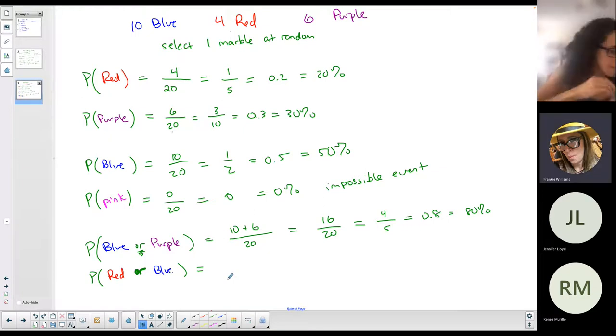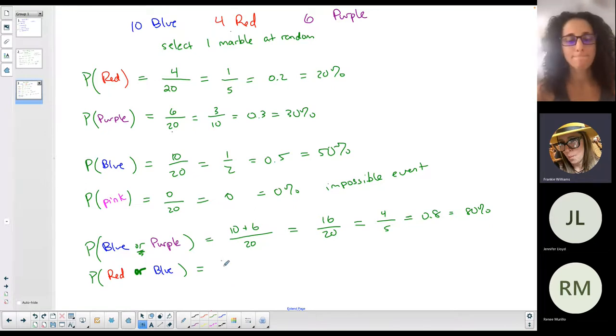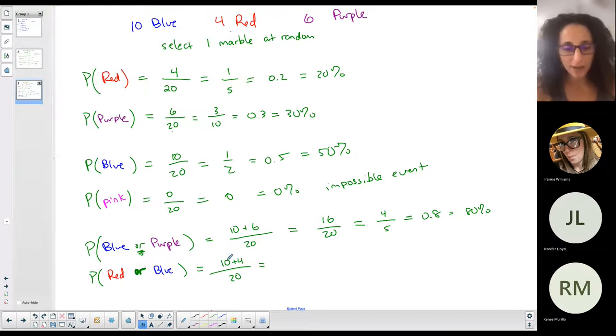So would it be 10 plus 4 over 20? So that's 14 over 20. 2 goes into 14 7 times. 2 goes into 20 10 times. Yep, exactly. Add the two together because it's or. I'm accepting a red or I'm accepting a blue. Either one is fine, I'm happy with it, right?